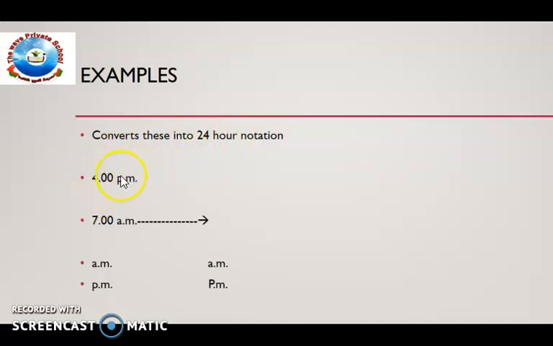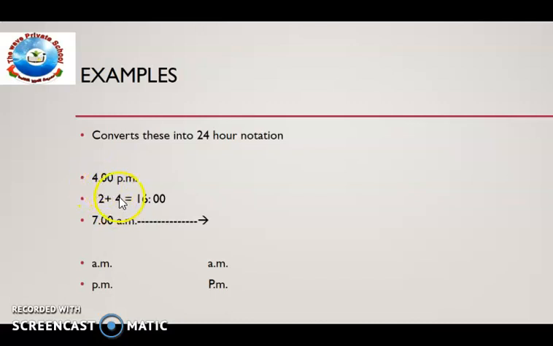You have to convert these into 24-hour notation. It is 4 o'clock, but it's PM. Whenever you see it's PM, what you have to do is simply write 12, because it's PM. Then if it is 4, you have to do addition with 4. If it is 5, you have to write 5.